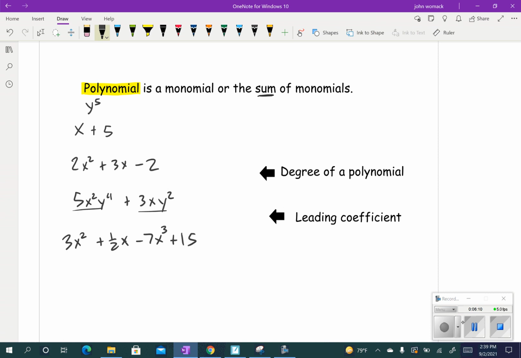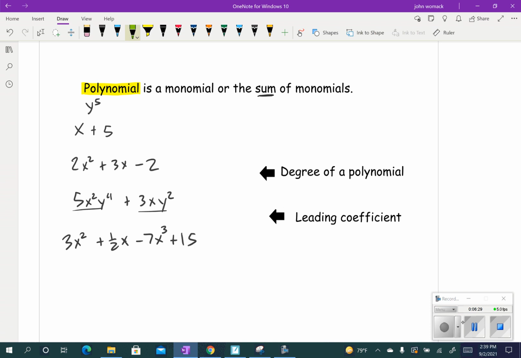Okay, finding the degree. You're asked to find the degree of a polynomial. What we do is we find the degree of each separate term. Terms are things separated by pluses or minuses. So you find the degree of each separate term, and then you take the highest degree as the degree for the whole thing. So let's do that.